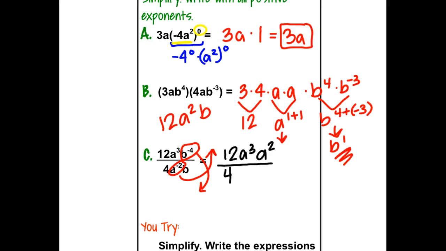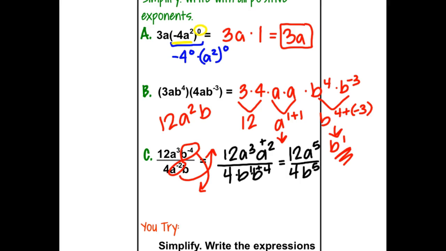On the bottom I still have the 4 and I still have a b, but now I also gained a b to the fourth because the b to the negative fourth becomes positive. So now I've got 12 times a to the 3 plus 2, which is a to the 5th. And then I've got b to the fourth times b to the 1 plus 4, which would be b to the 5th.